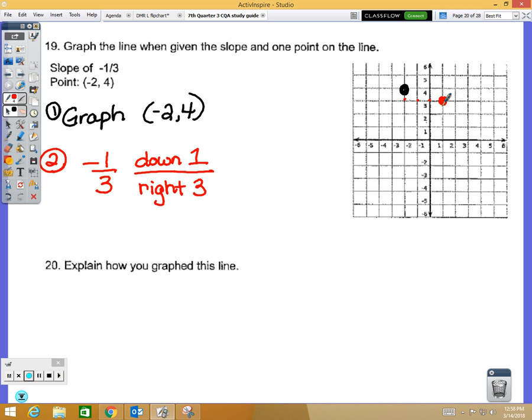So we graphed -2, 4. Then we used our slope, down 1, right 3. We put our second point. And then we should connect those 2 points.